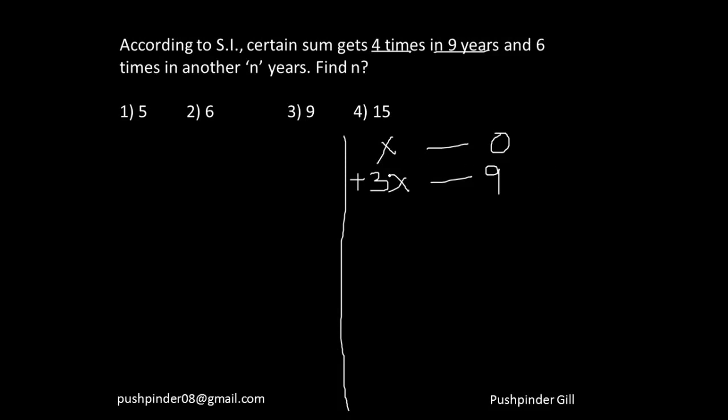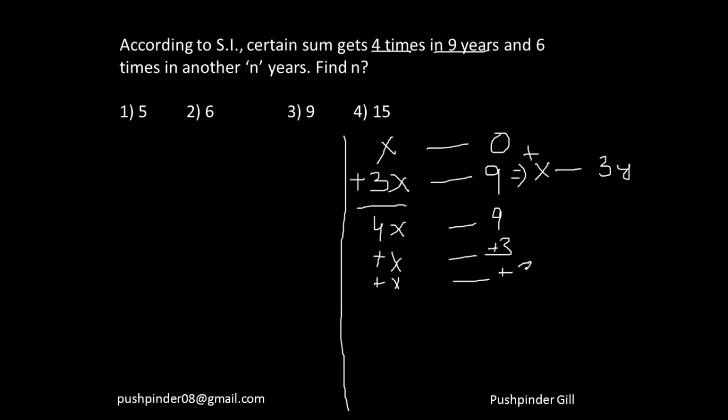Now let's see how much time will it take to become 6 times. So it has already become 4 times of itself in 9 years. So if it increases by 3 times in 9 years, from this I can deduce that it will increase by 1 time in every 3 years. So 1 time in 3 years, 1 time in 3 years. Fine. That means it is going to become 6 times of itself in 9 plus 3 plus 3, that is 15 years.